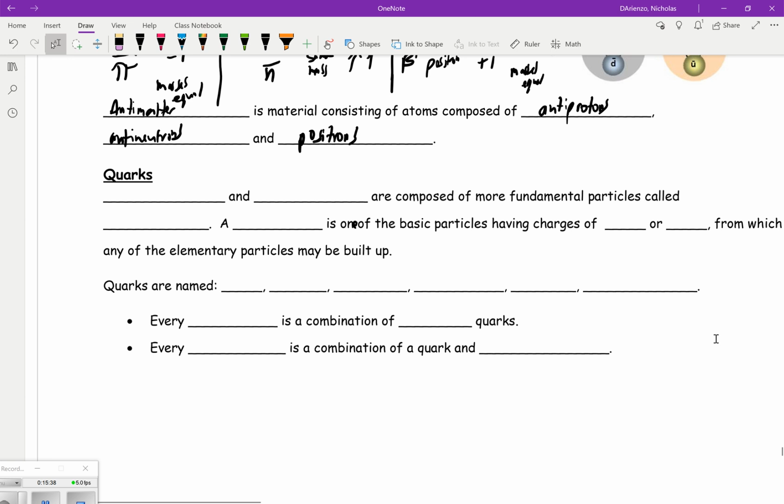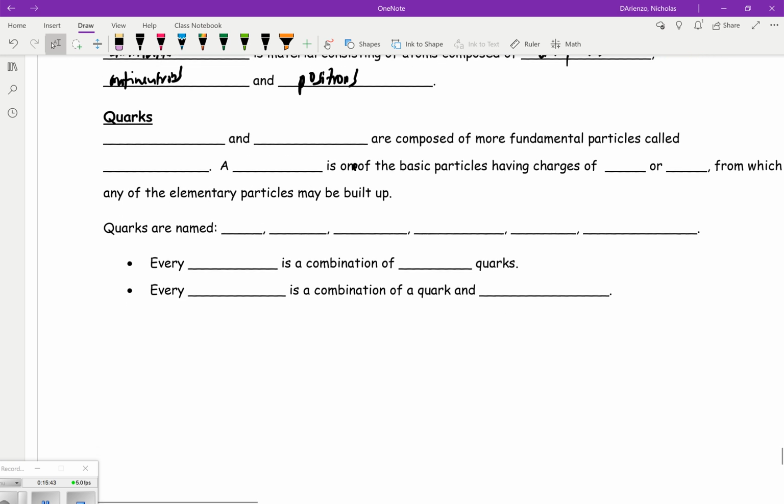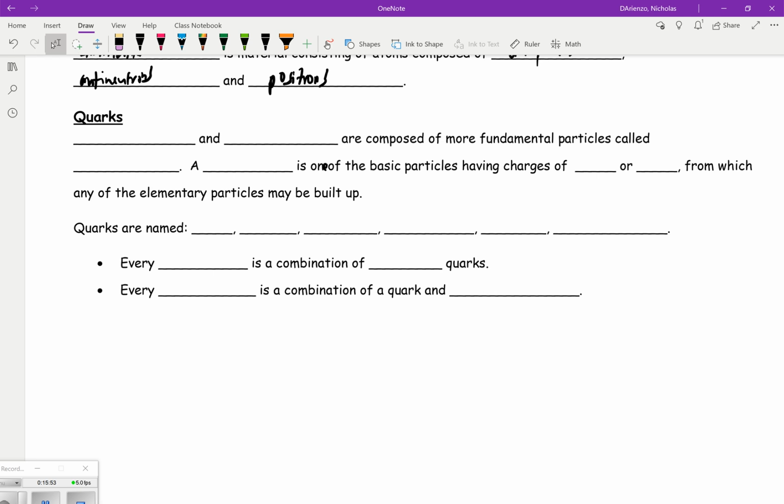Now, to break down our hadrons a little bit further, we're going to talk a little bit about quarks. And this can be a little bit quirky, especially some of the names. And you might remember some of these from last year. We touched base on these a little bit in chemistry. But baryons and mesons, which are our two classifications of hadrons, are composed of more fundamental particles, which we call quarks.